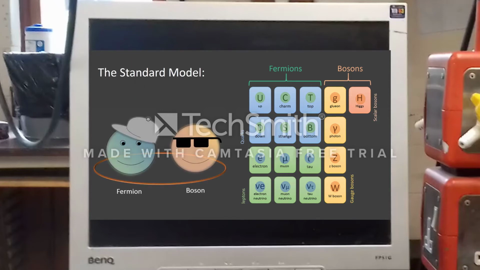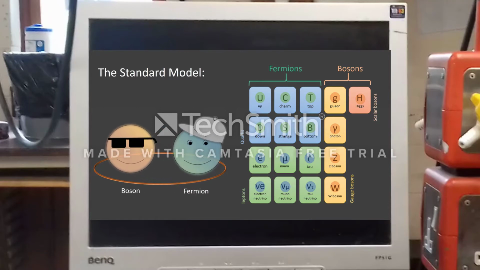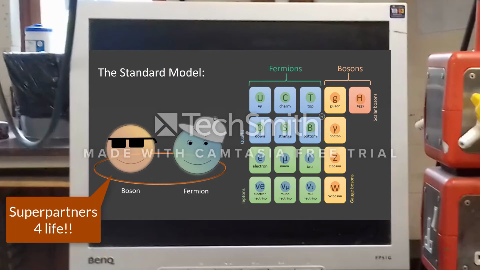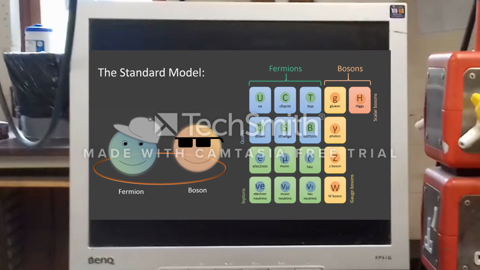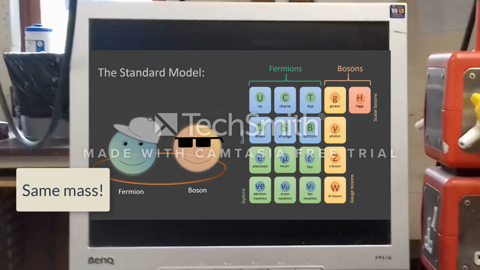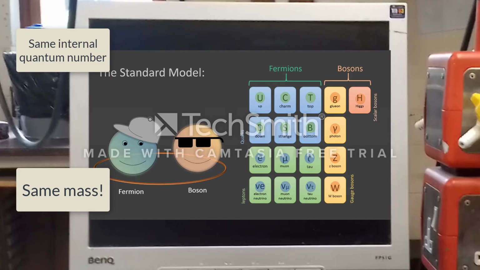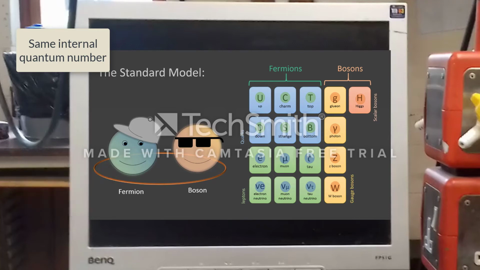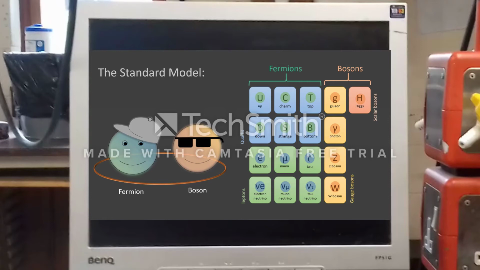According to supersymmetry, each boson has a partner fermion particle, called a superpartner, which it is symmetrical with, and each fermion has a boson superpartner, which it is symmetrical with. This is what it means by unifying mass and force, being able to relate a matter particle to a force-carrying one. In the simplest theories, this would mean that the superpartners have the same properties, such as having the same mass and internal quantum number. This is why supersymmetry is so important. It unifies these two very different types of particles.